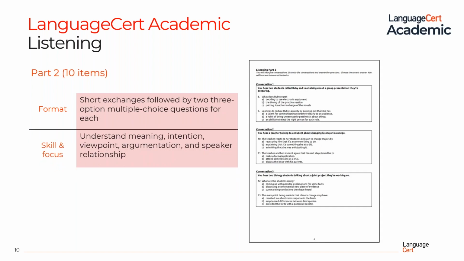Part 2 consists of 5 short exchanges, each followed by 2 3-option multiple-choice questions. What is being assessed here is the ability to understand meaning, intention, viewpoint, argumentation, and speaker relationship.